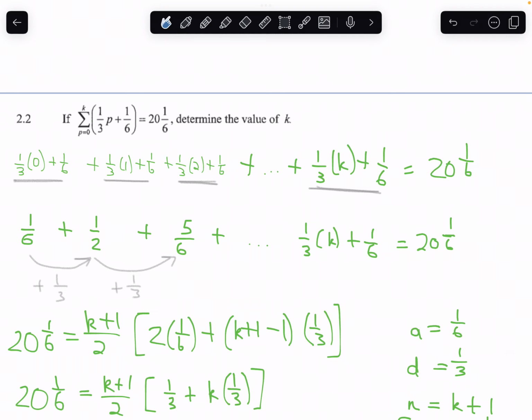Let's see what the memo thinks of our efforts. Right. Yes, so we agree that k is equal to 10.